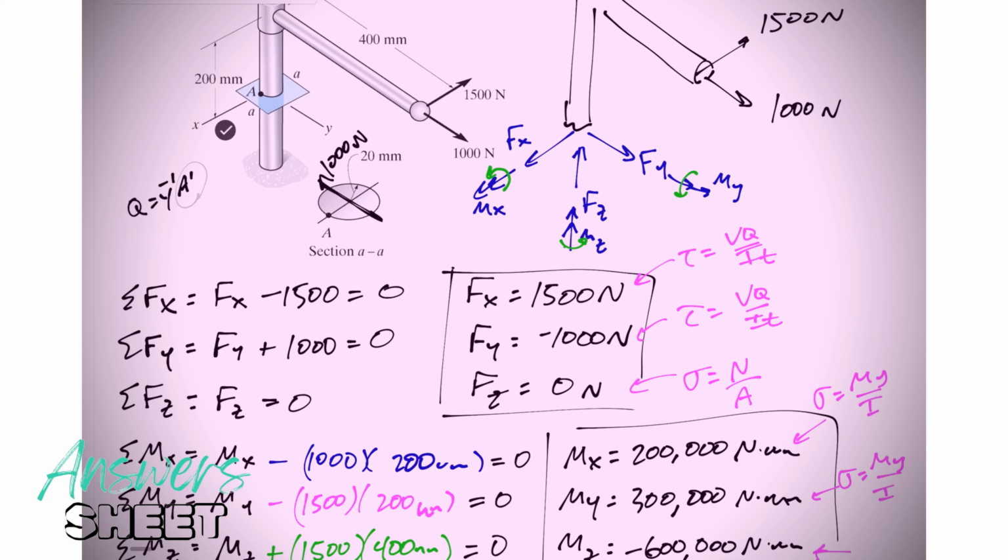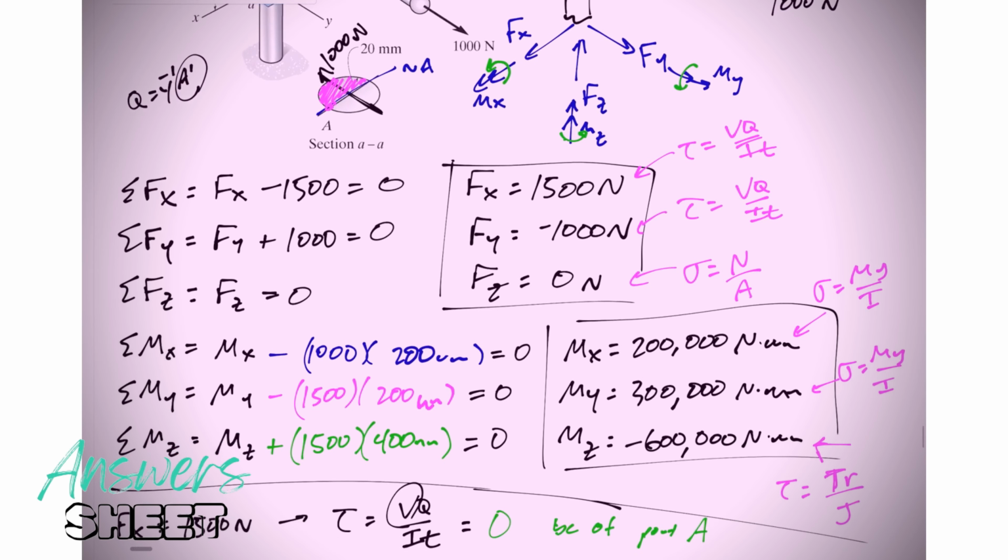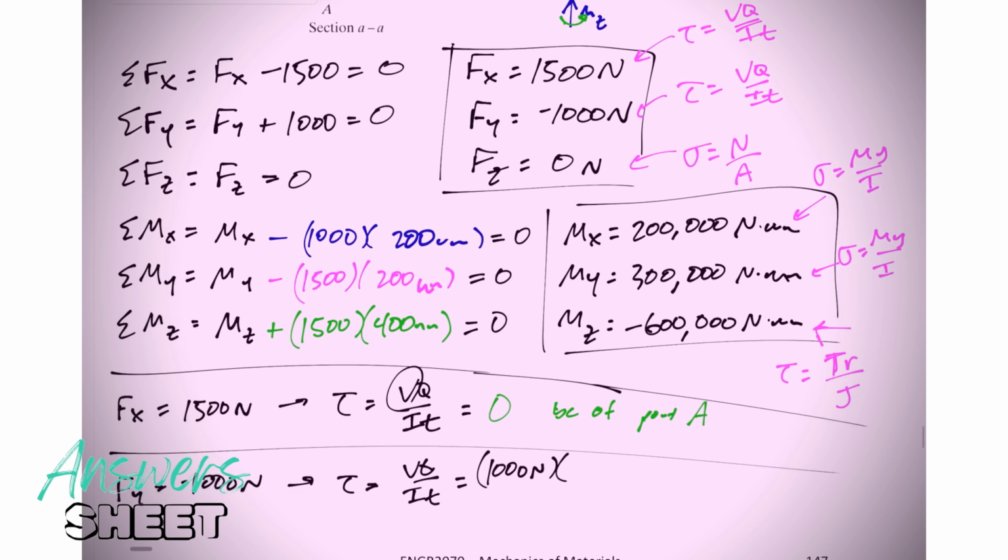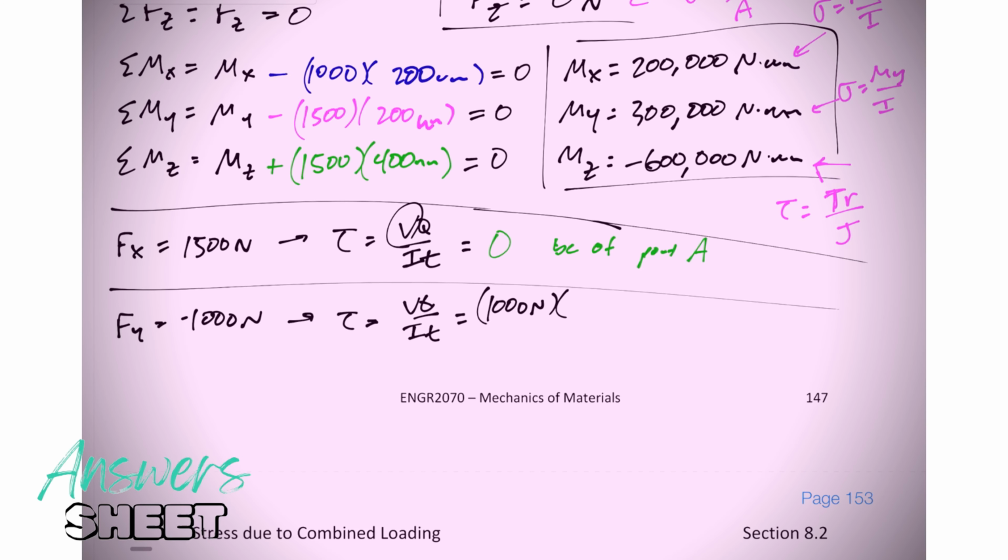A prime, I'll start with A prime because it's easiest. It's the area, here's the neutral axis. It's the area away from the neutral axis of the point I'm interested in. That right there would be A prime. Let me go ahead and do that. What's that area? The radius is 20. The area would be half of pi r squared.